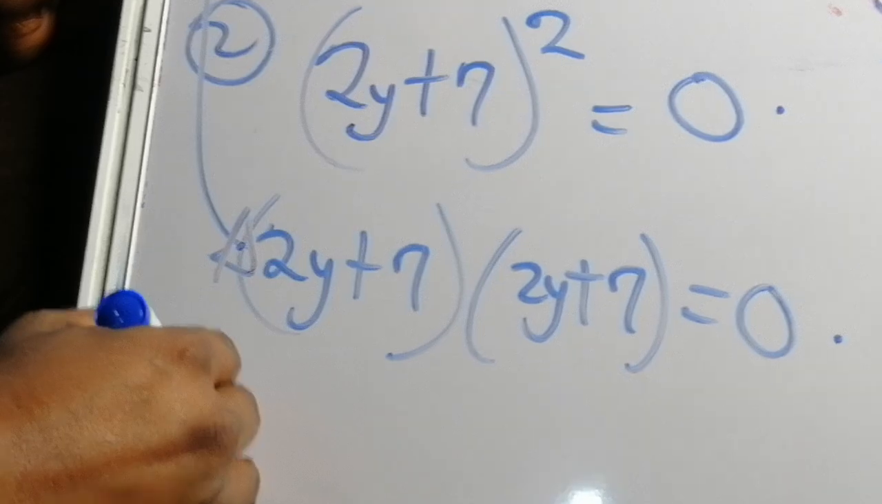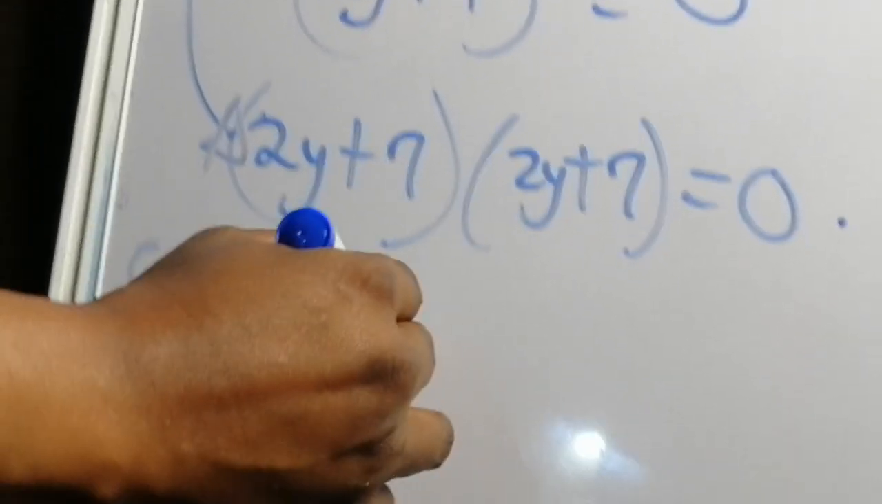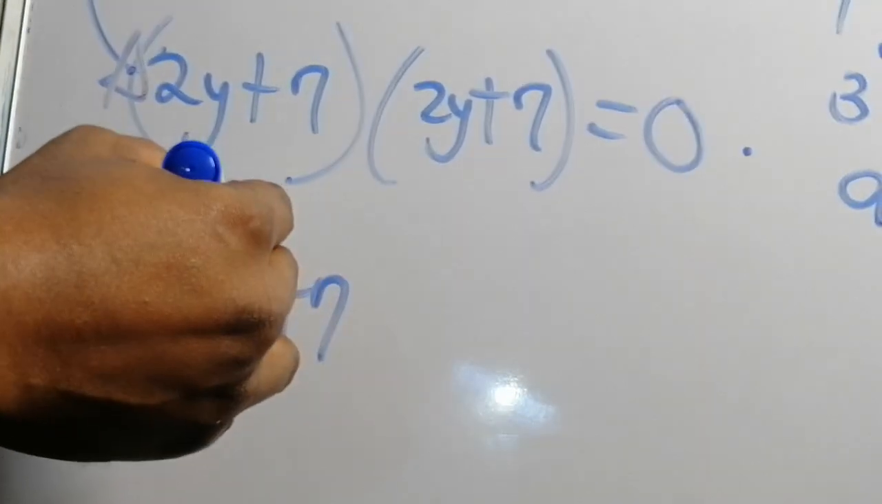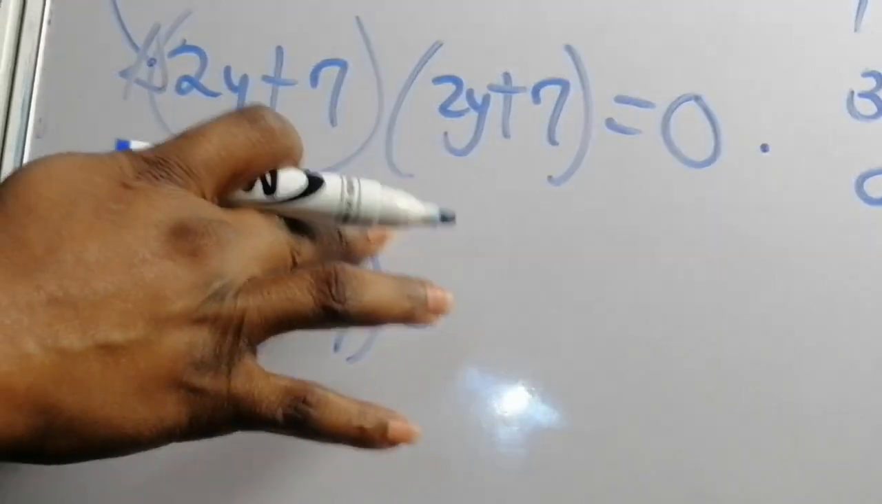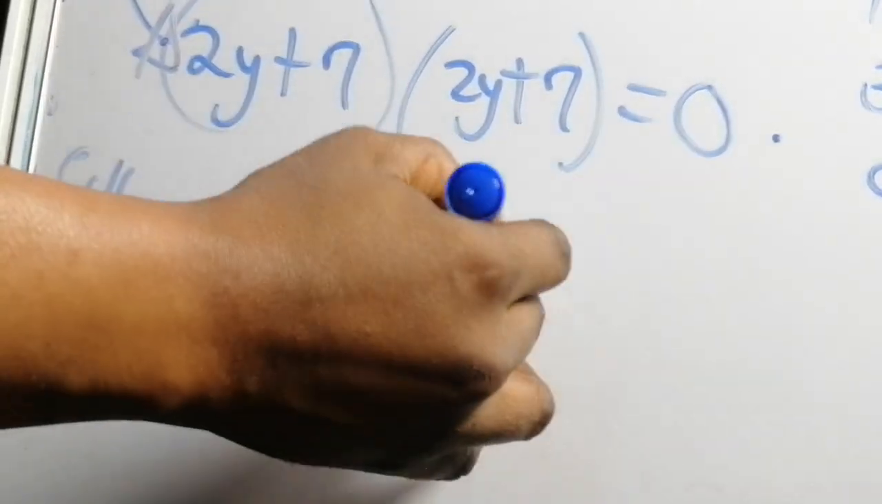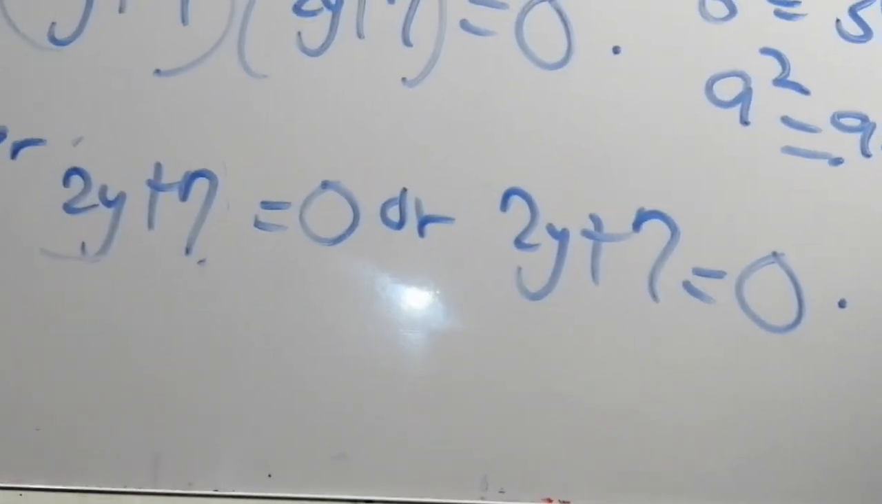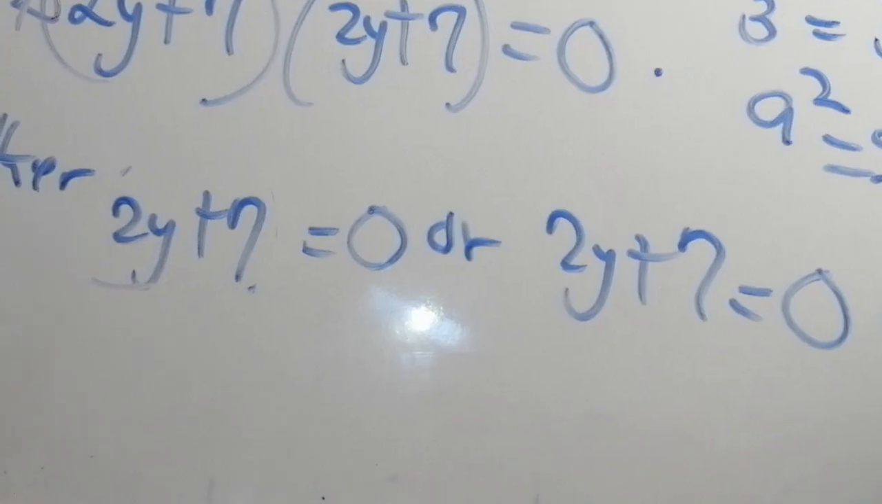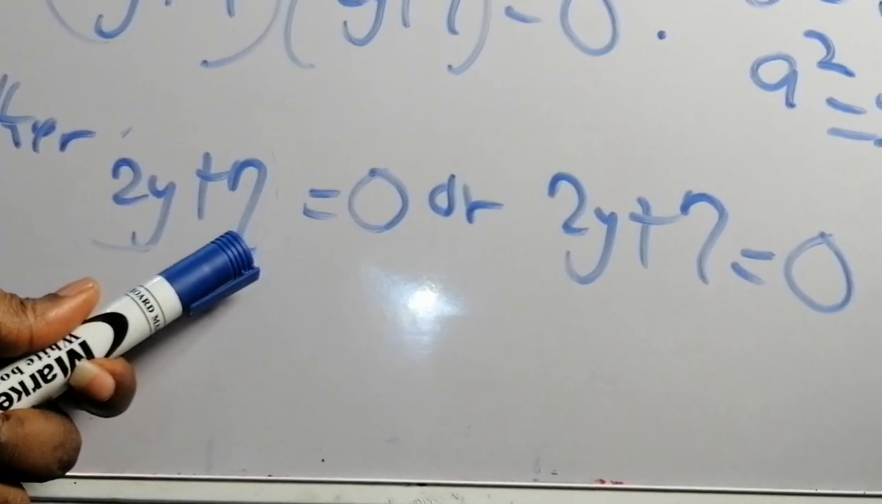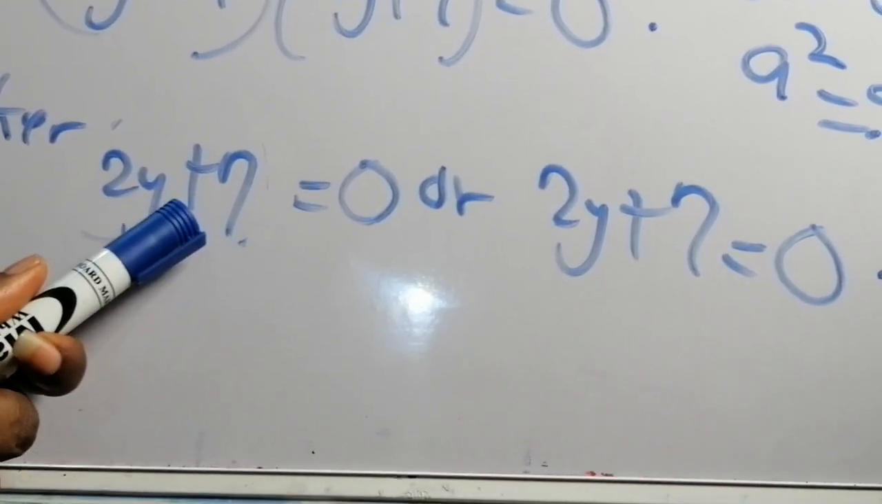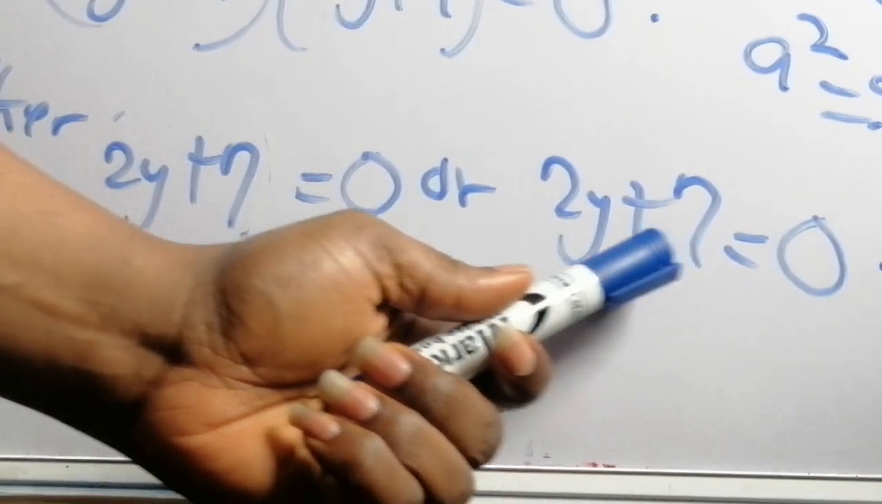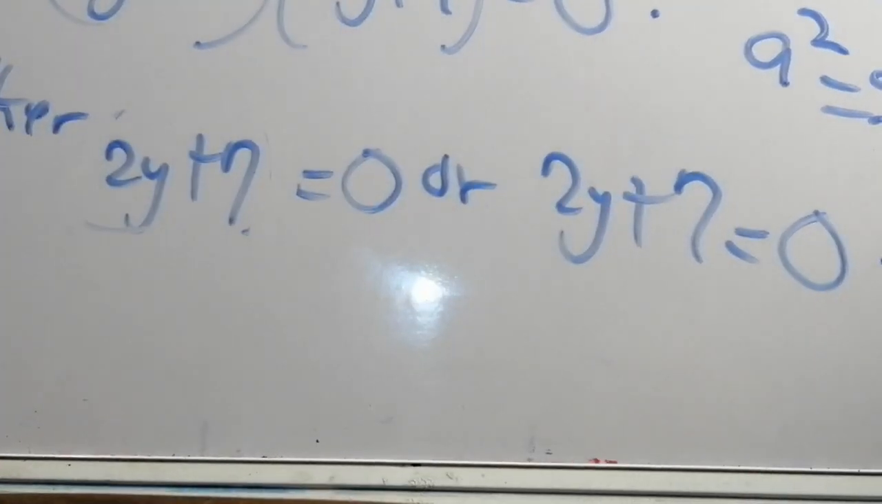You now say either 2y plus 7 equals 0, there's no need for me to put the bracket again. So don't forget, and I've told you, anything on the right owns the sign. 7 is on the right, it owns this plus sign. Now, look at this.